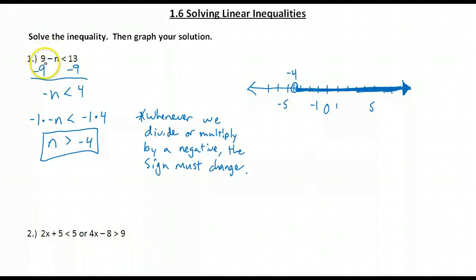If I look at the original statement, if I plug any of these numbers into the original statement, I end up with a true statement. If I take 9 minus 5, I end up with 4, and 4 is less than 13. If I pick -1, 9 minus -1 is 9 plus 1, which is 10, and 10 is less than 13. So all of these numbers make my original statement true.